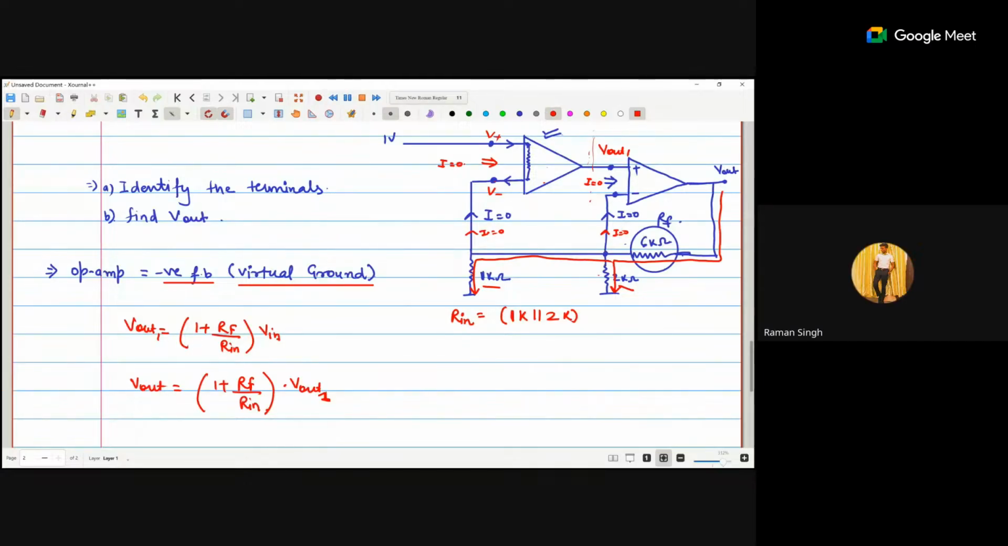Yes, sir. While solving the graded problems, I came across the concepts of open loop gain and closed loop gain. Can you explain that?